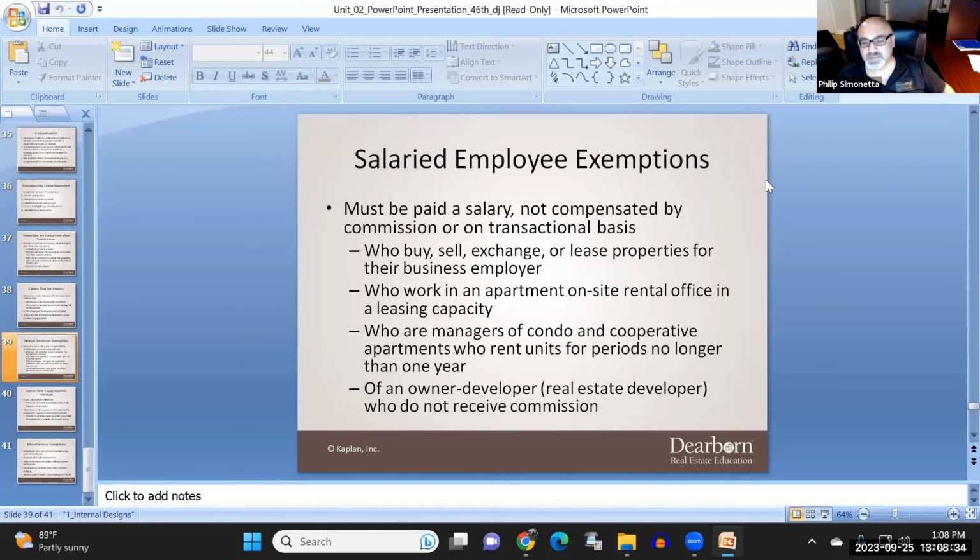So if you ever notice, leases go 364 days, because if you go a year or more, there are different laws. So you move in October 1st, you move out September 30th next year, right? Also employees of an owner developer, real estate developer, who do not receive commission.